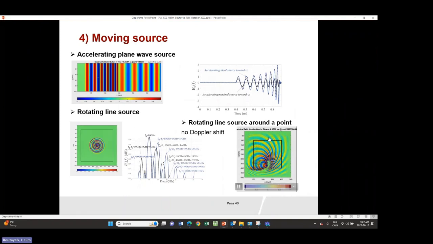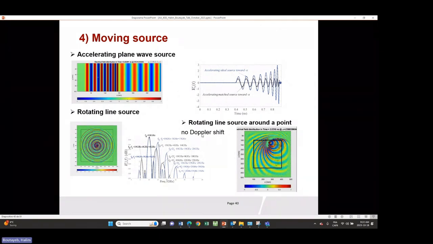Here we have a rotating line source and we have an observer in the middle. For that one, we have no Doppler effect.